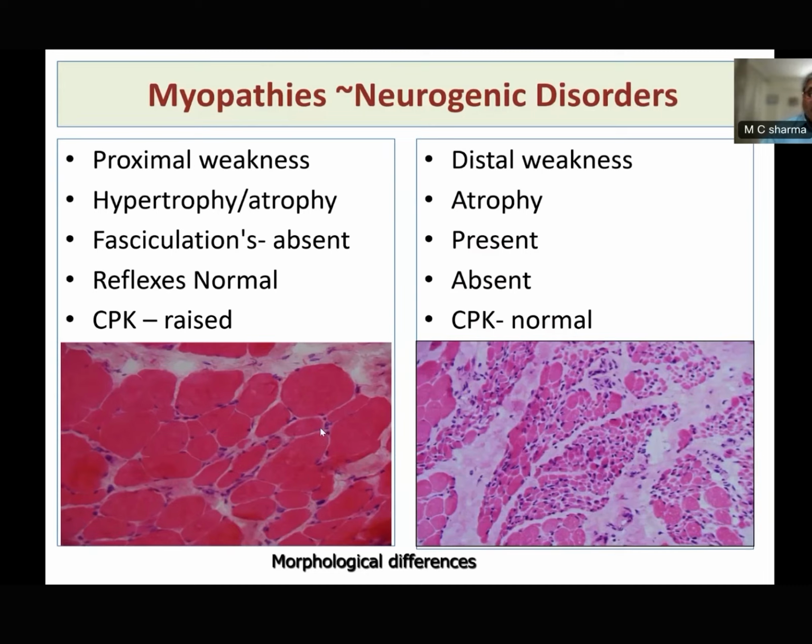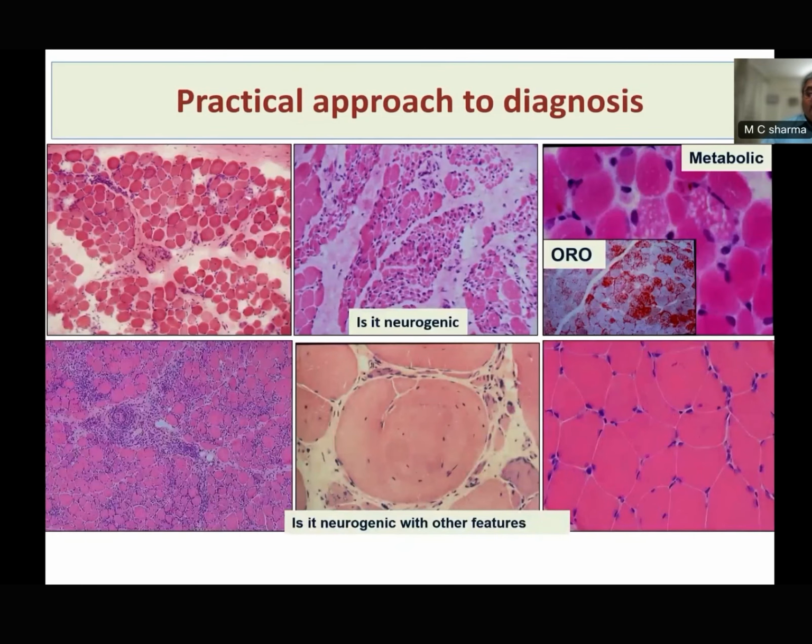Then come the morphological differences. In muscular dystrophy, there is variation in fiber size, there is fibrosis, there is degeneration of the muscle. Whereas in neurogenic disorder, there is group atrophy. These are the fibers which are atrophied. So these are some of the clinical and morphological differences between the various disorders.